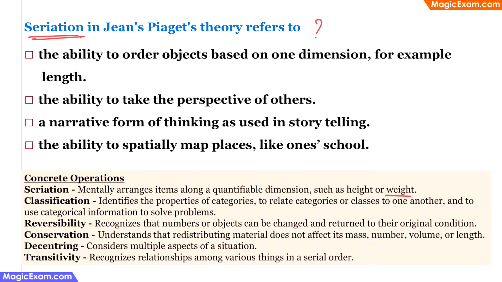So if the child is able to order or arrange those blocks or objects using any dimension such as length, height or weight of the blocks, starting with the tallest one to the shortest one or the heaviest one to the lightest one, such an ability is called seriation. Therefore, this is the correct answer. So you just need to remember, seriation means arrangement in series.